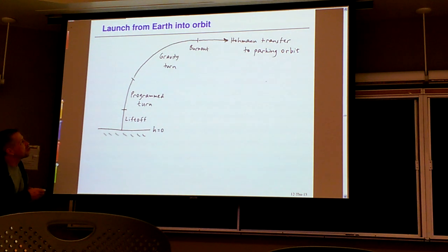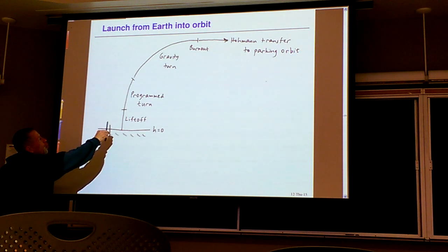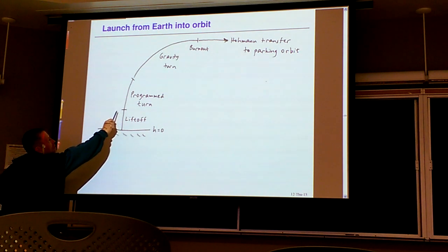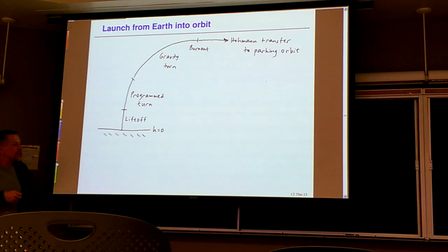Having done so, we get up some altitude, and then we kick the vehicle over, and typically this is toward the east. If we're on the east coast and we're going to do a launch to a direct orbit, which you remember is generally speaking west to east, we might be a little north of east, a little south of east, but roughly speaking, we're going to go eastward.